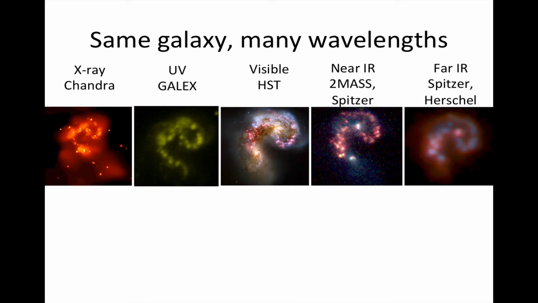In order to do good astronomy, astronomers must use all the different kinds of light that they have access to in order to understand the nature of the objects that are emitting the different kinds of light. Here I have the same galaxy in many different wavelengths. In the X-rays, you might use a spacecraft called Chandra. In the ultraviolet, you might use a spacecraft called GALEX. In the visible, you might use HST. In the near infrared, you might use an all-sky survey called 2MASS, which was done from the ground, or Spitzer. In the far infrared, Spitzer or Herschel, which are both spacecraft.